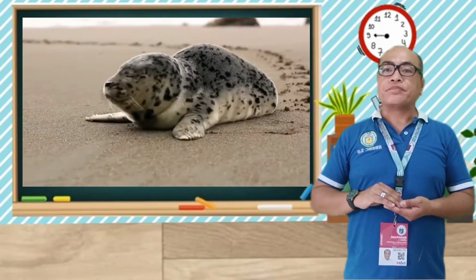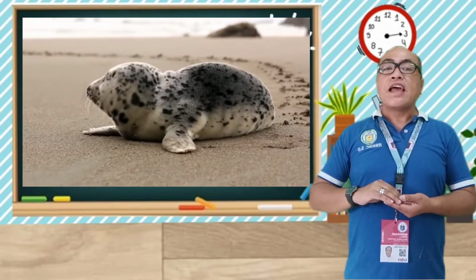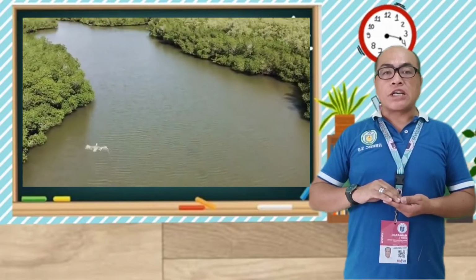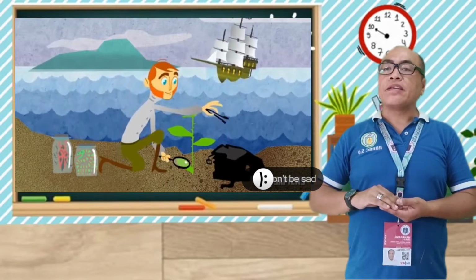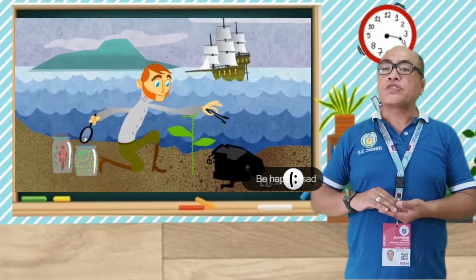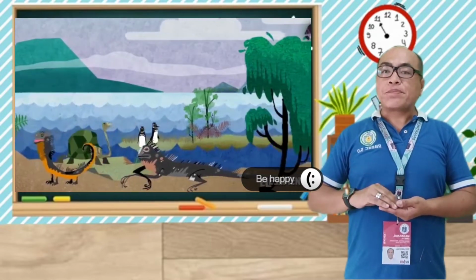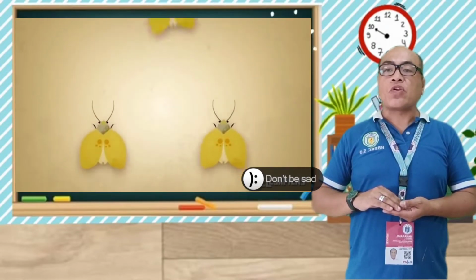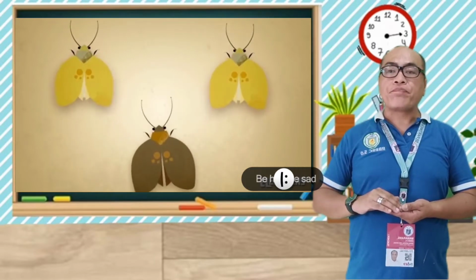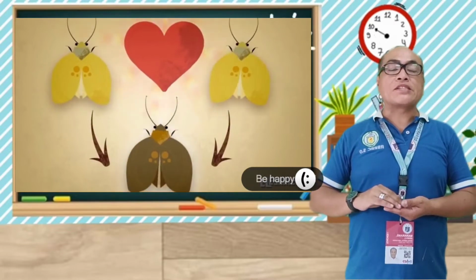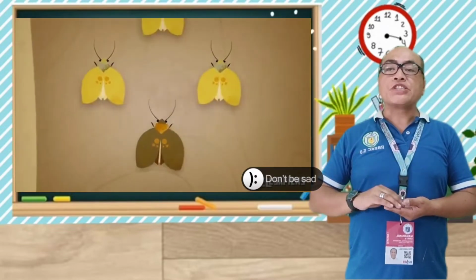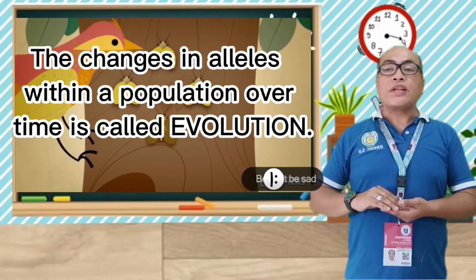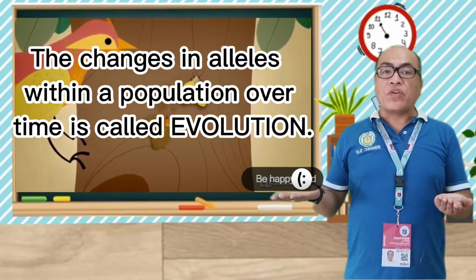changes through time. Remember that without change, there will be no variations in the species. Thus, no evolution can occur. According to Charles Darwin, heritable variations are needed for evolution to occur. However, this principle could not be fully understood until Mendel's laws of genetics were discovered in the early 1900s. We now know that variations of traits are heritable. These variations are determined by different alleles. The changes in alleles within a population over time is now called evolution.